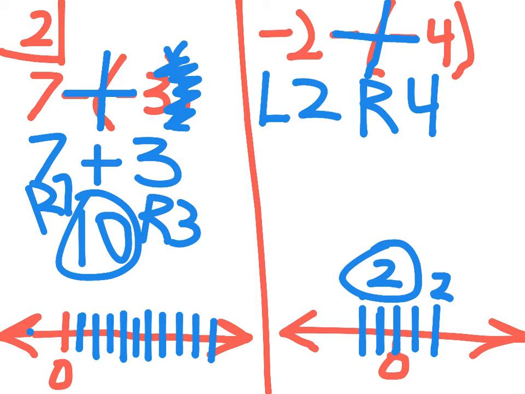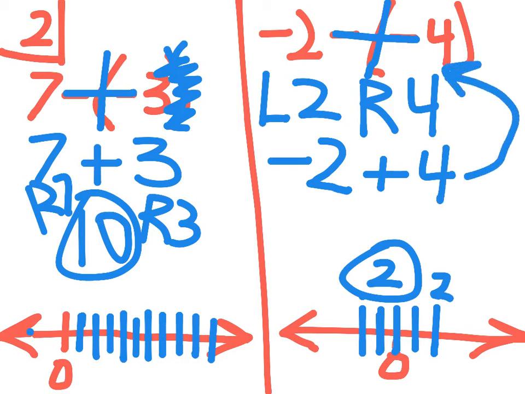Now the middle step I didn't write down here should have been written right there, and then you write left 2, right 4.